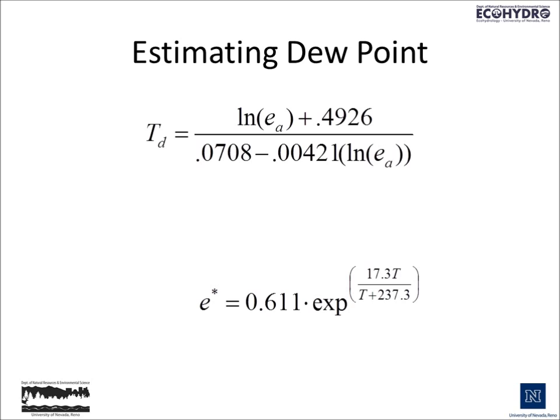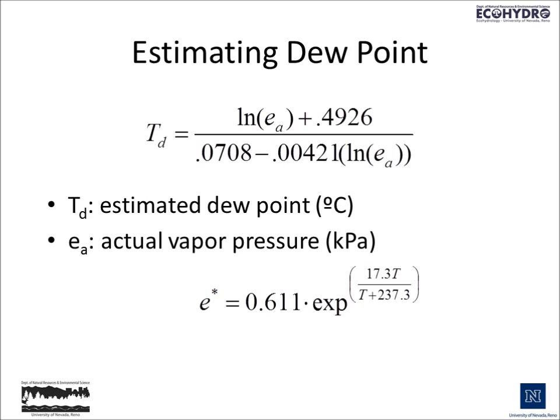The top one represents the dew point line itself, which is the relationship between the actual vapor pressure, not the saturated vapor pressure, but the actual vapor pressure, through this function on the right-hand side of the equation that has on the left-hand side TD. This is dew point temperature in degrees centigrade, and I'll show an example of that. TD is our estimated dew point.